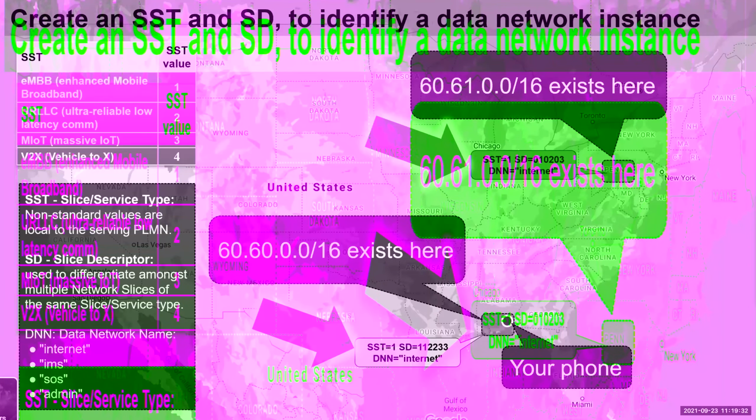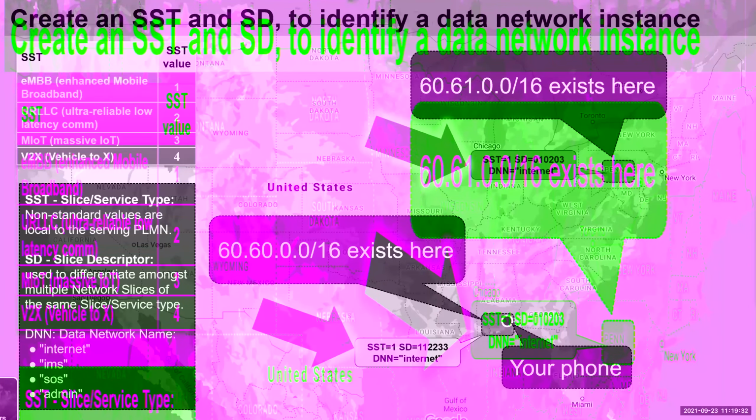Well, we know that computers love numbers. They just love them. So now what I'm going to do is create a slice number one, and up here, I'm going to create a slice number one as well. Well, that's great, but I can't distinguish between those two that way. So I need a slice descriptor, which I arbitrarily decided 112233, and up here it's totally arbitrary, 010203. Okay, so then if I put these two together, that would uniquely describe this slice.